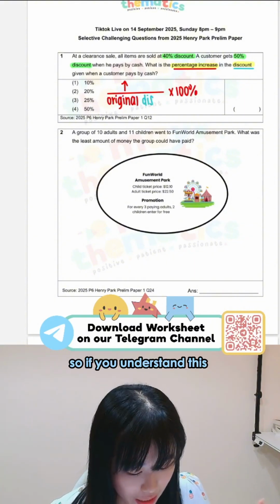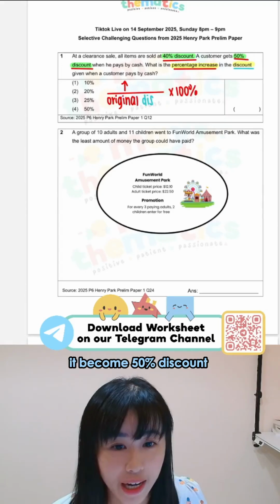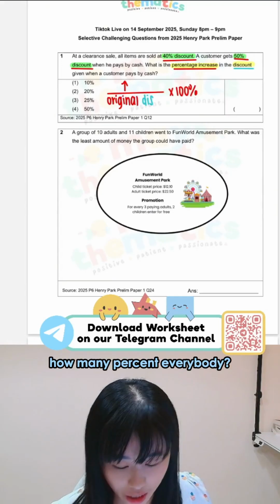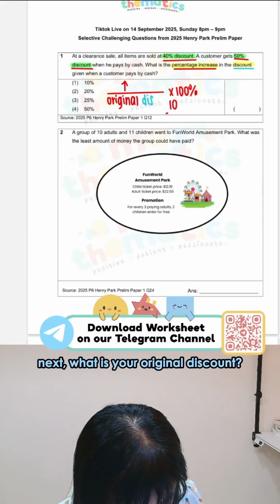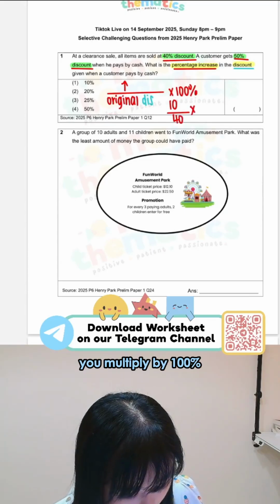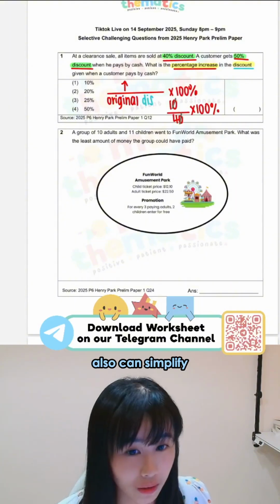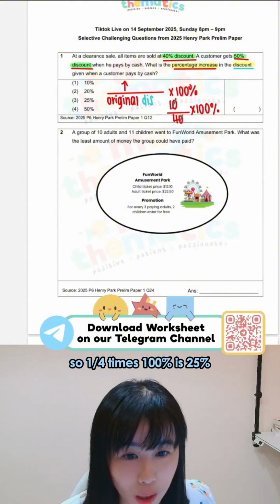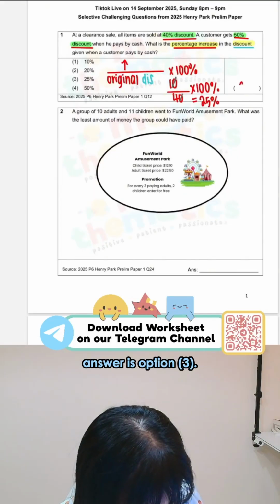So if you understand this, right, what is increase? From 40% discount, it becomes 50% discount, right? So it increased by how many percent, everybody? You take 50 minus 40, yes, you get a 10. Next, what is your original discount? 40, yes, and then now you multiply by 100%. Do remember how top, bottom also can simplify. So 1/4 times 100% is 25%. Answer is option number 3.